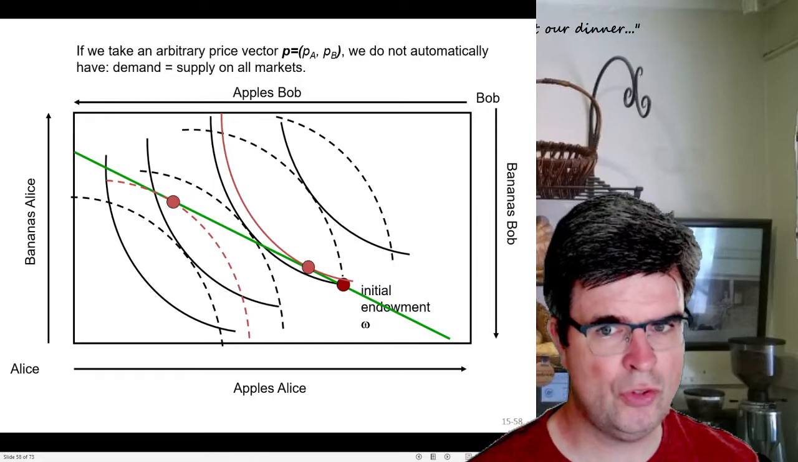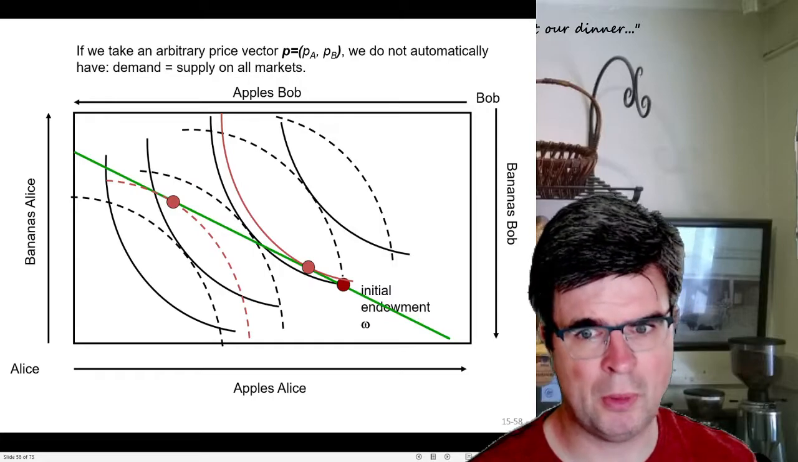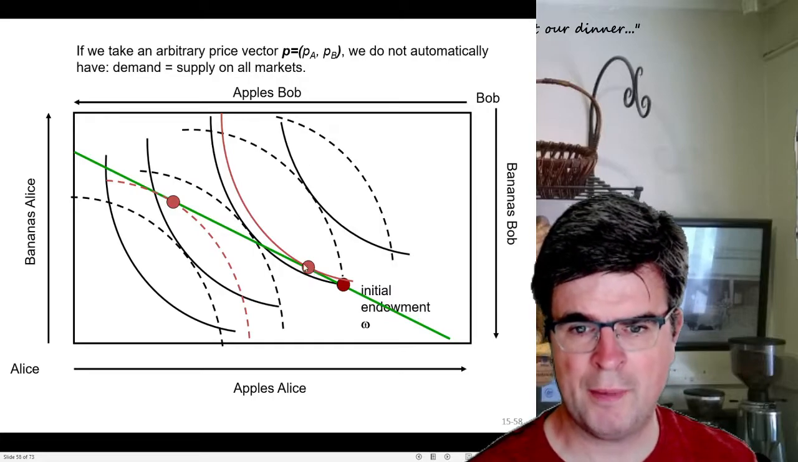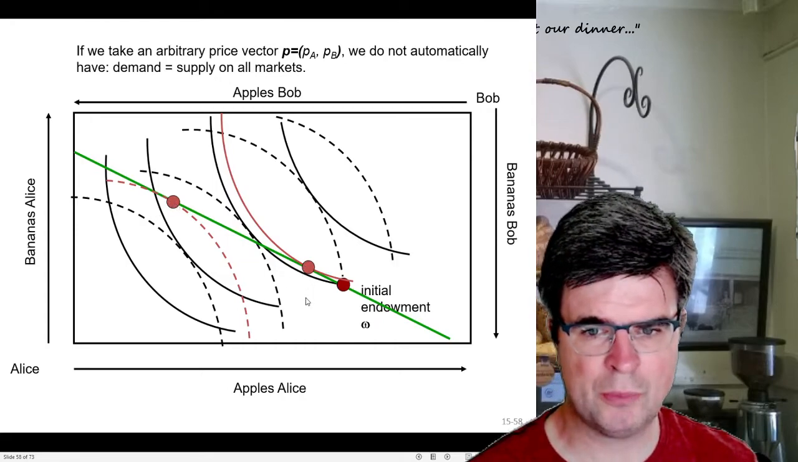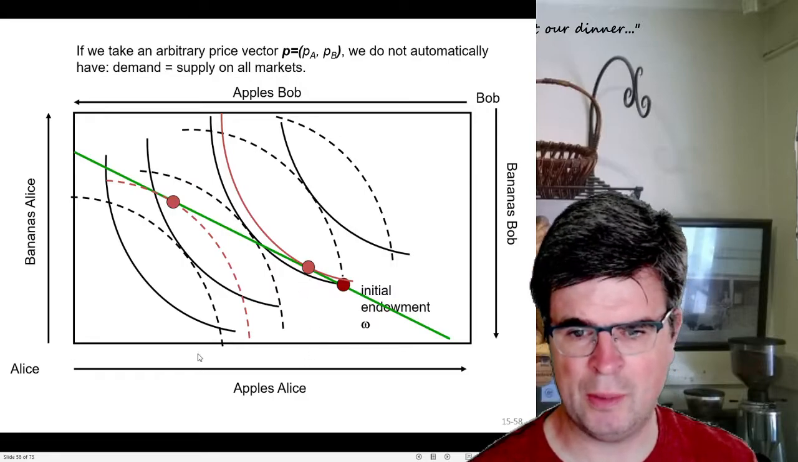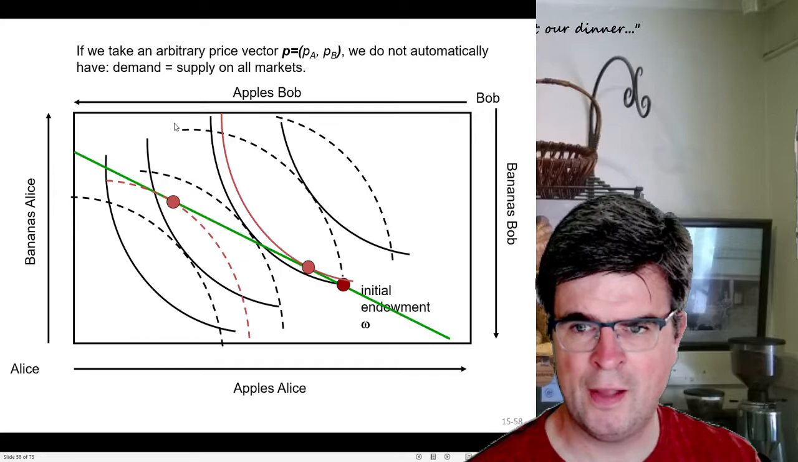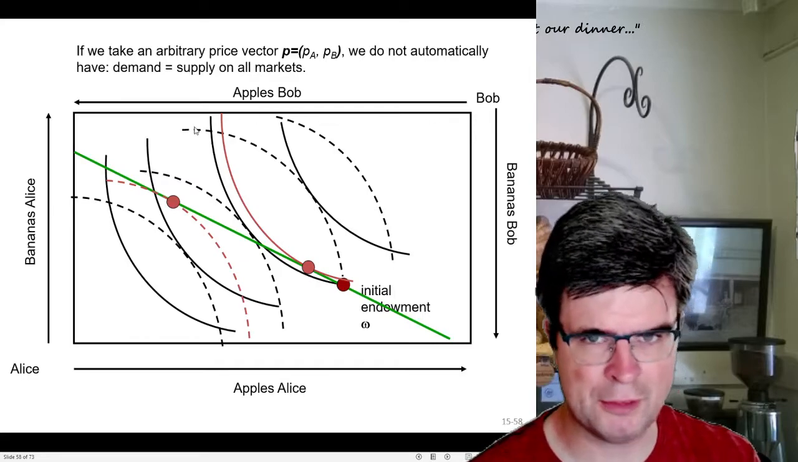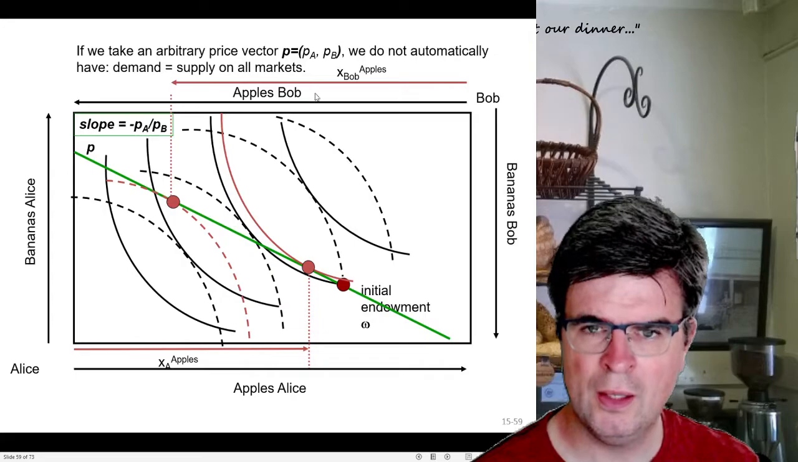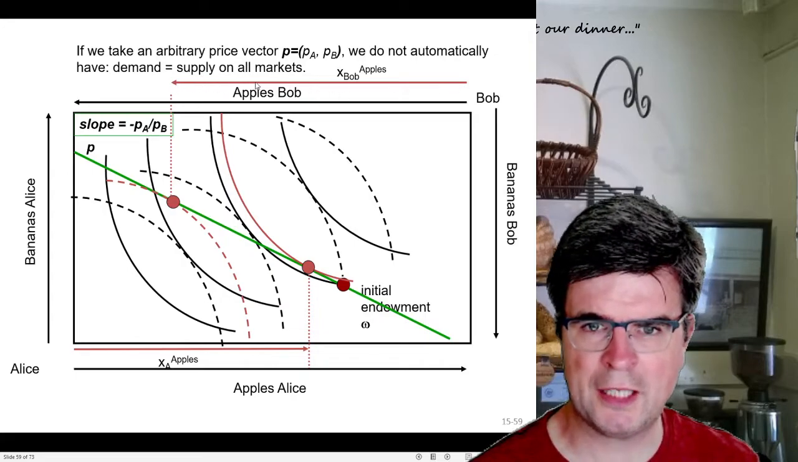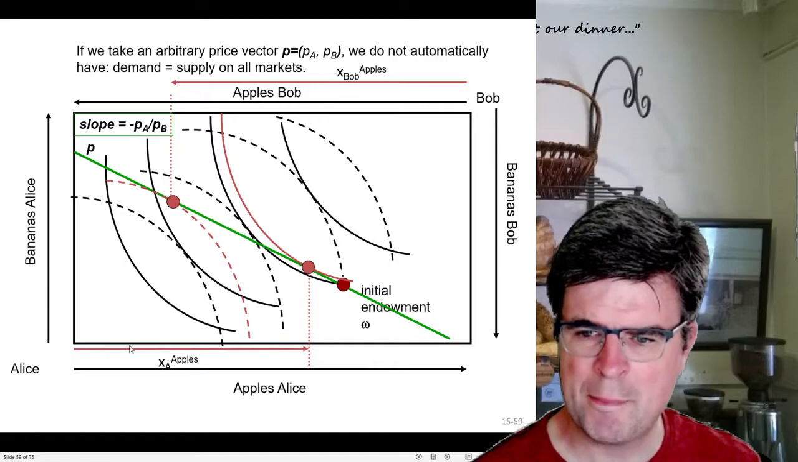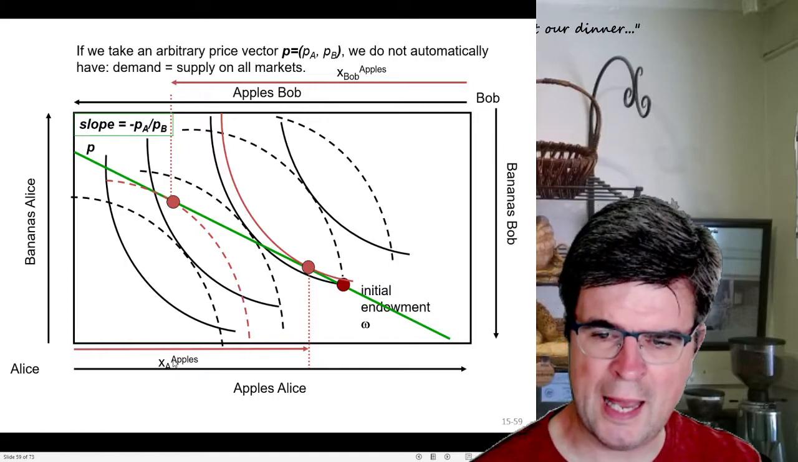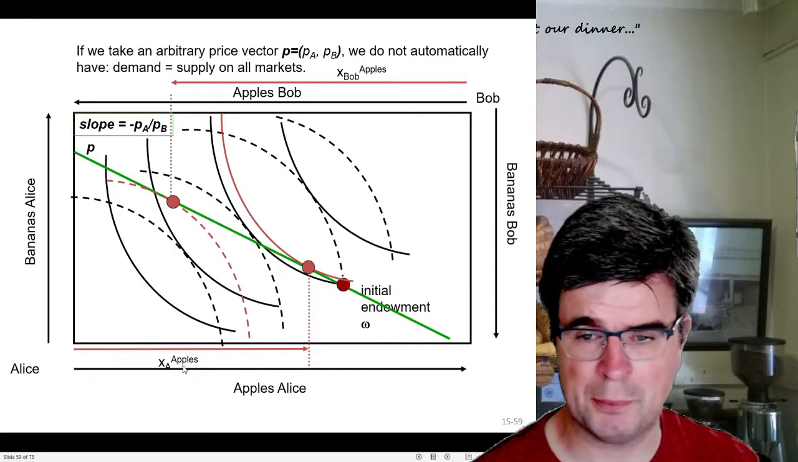But you can see that the choices of Bob and Alice in the Edgeworth box don't coincide. So Alice is here and Bob is here. What it means is that Alice wants to have this many apples and Bob wants to have that many apples, given the prices of apples and bananas. So this is X Bob, the amount of apples that Bob wants at these prices, and this is the amount of apples that Alice wants at the prevailing prices.